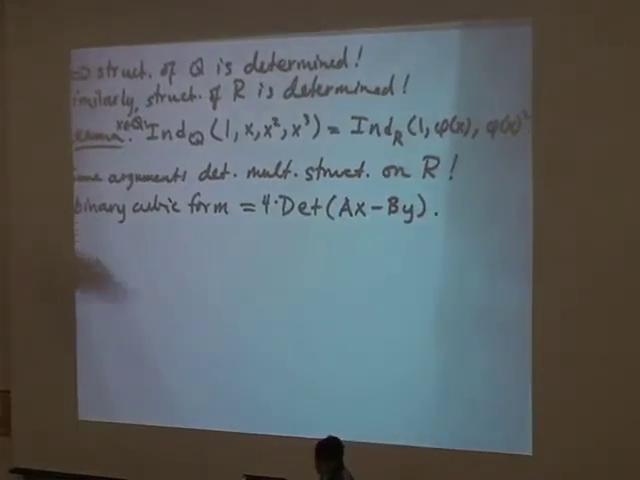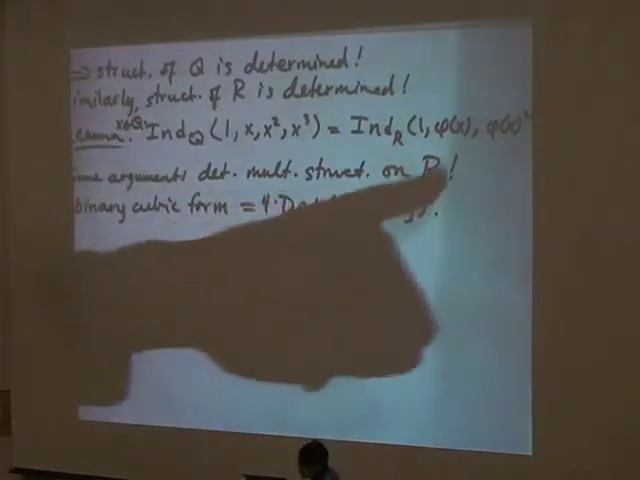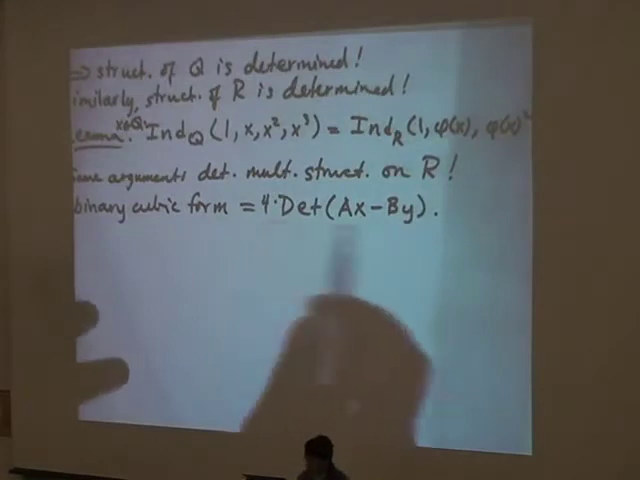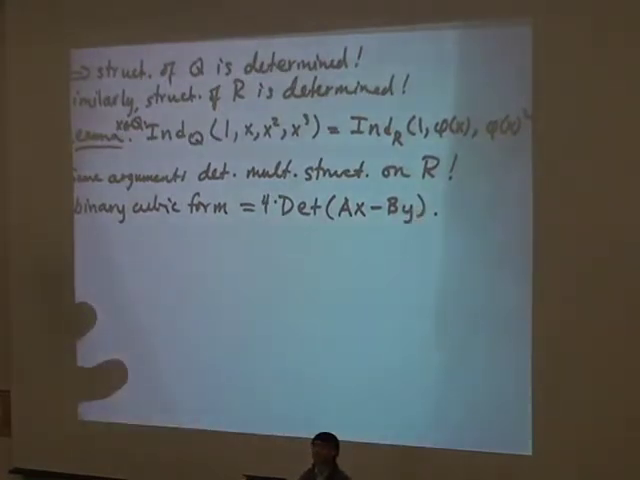So this identity allows you to show that it determines the cubic ring R, and if you check what that binary cubic form is, it's exactly the natural binary cubic form that you can get from a pair of ternary quadratic forms. Namely, you take the determinant of AX minus BY.